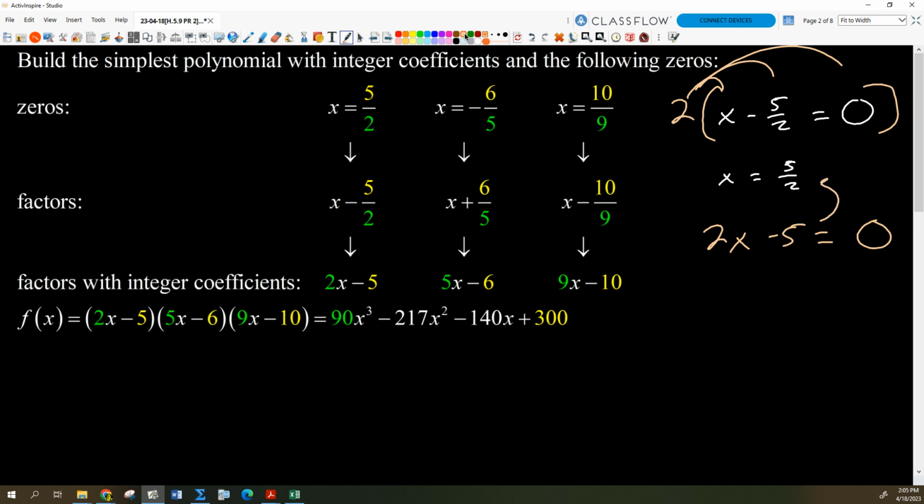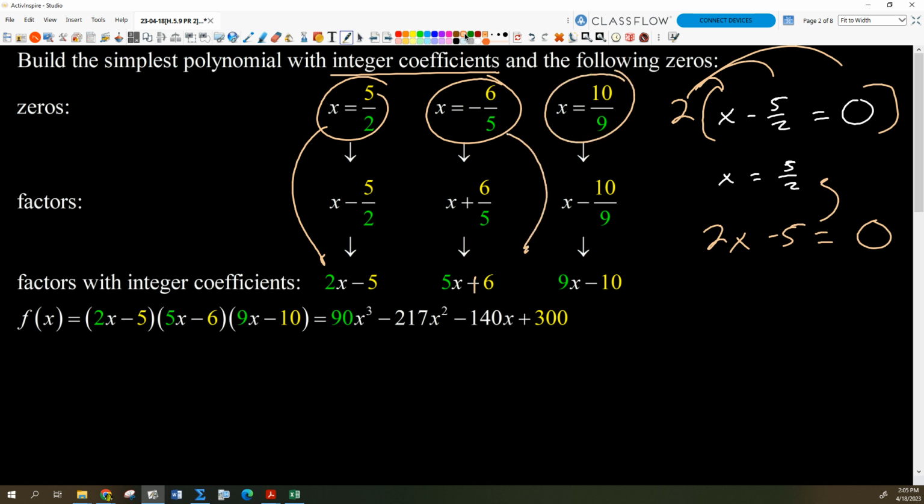So point is, we're not going to use this factor because we want integer coefficients. So we're going to use this one instead, right? But you see what I'm saying? Give me 1 to 5 on that. Does that make sense? So these zeros ultimately led us down to these, and that should have been a plus, right? Led us down to these factors. And then we just multiplied all those together to get that polynomial. So there it is. There's the simplest polynomial with integer coefficients that started with those 3 zeros that I gave you, right?